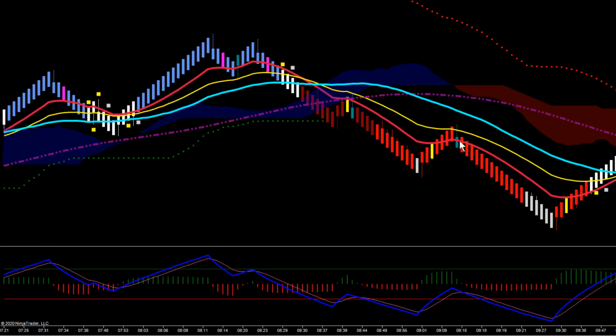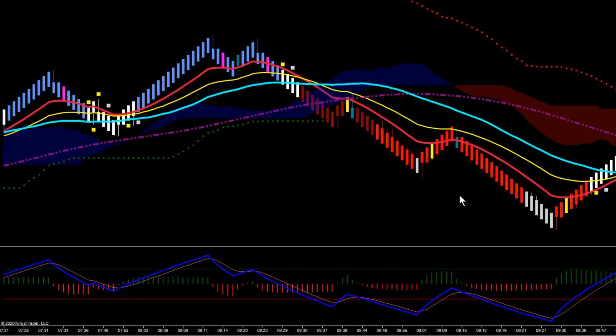Made the pullback, set up the wick off the 34. Now everything's looking good. Had a nice momentum reset. All of our moving averages in alignment, price under the cloud, smooth 50 under the cloud, 50 SMA under the smooth 50, 34 EMA under the 50 SMA, 18 EMA underneath the 34 EMA with a momentum reset. So another nice setup right here. Again, depending on how you traded this, potentially up to $800 per contract.